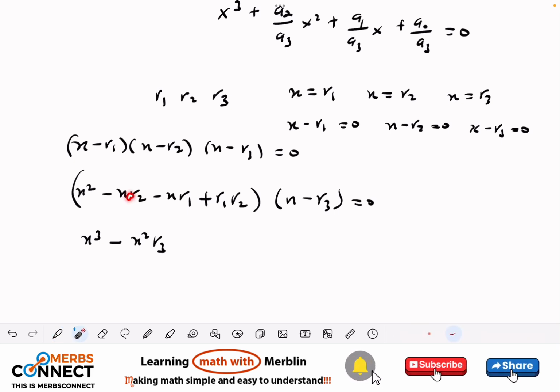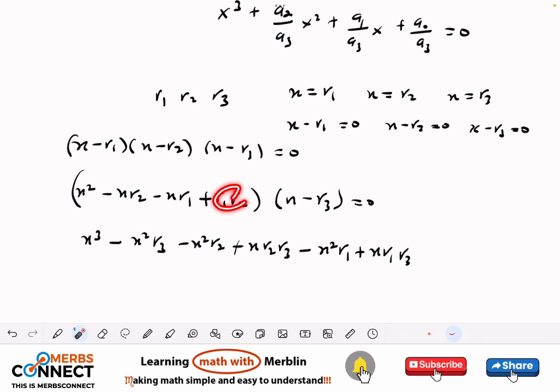Then I'll multiply this one too. So I'm going to have minus x squared r2 minus x r2 r3. No, it's supposed to be plus because this is minus, this is minus, this is positive. Now let's go through this. So I'm going to have minus x squared r1 plus x r1 r3.